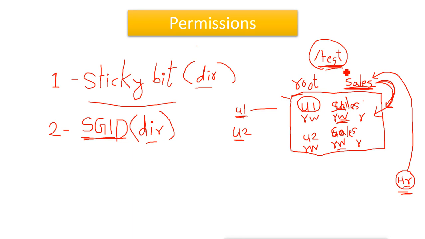So this is why we enable this second bit, that is setting the GID, and after doing this, it will inherit the group ownership of the directory on all the files inside the directory. Now let's see how it works.